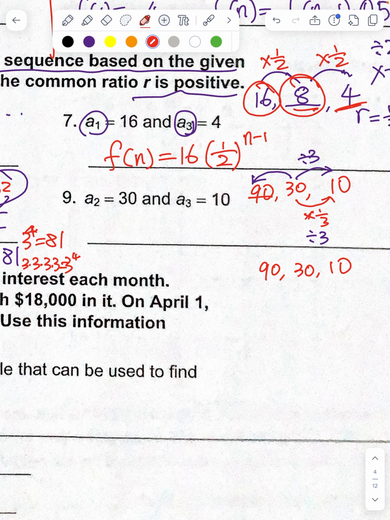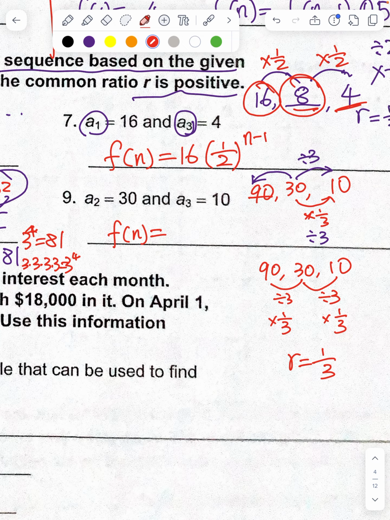Right? So divided by 3, divided by 3. I changed it to multiplication. That means multiply by 1/3. Multiply by 1/3. Right? So the common ratio is 1/3. Okay, let's put everything together as a formula.